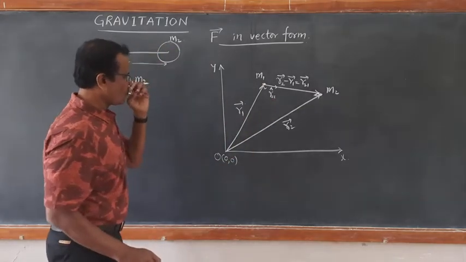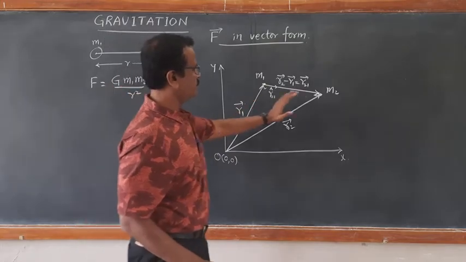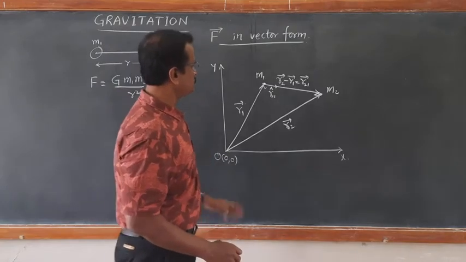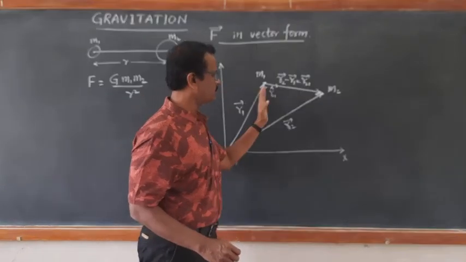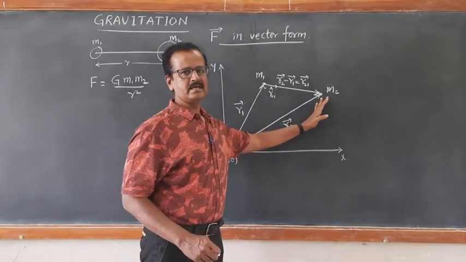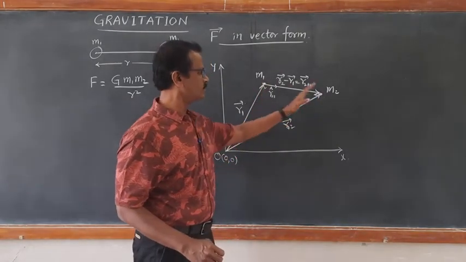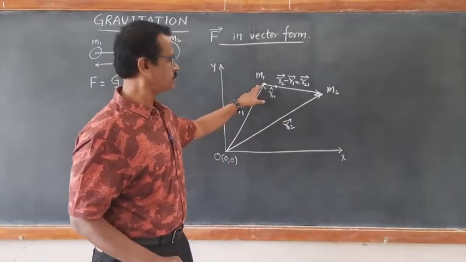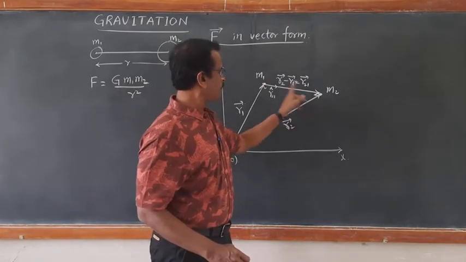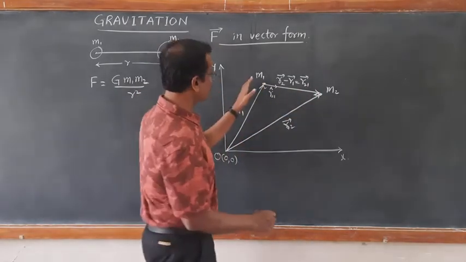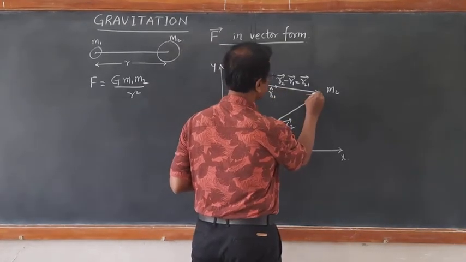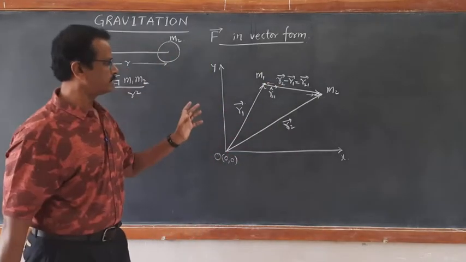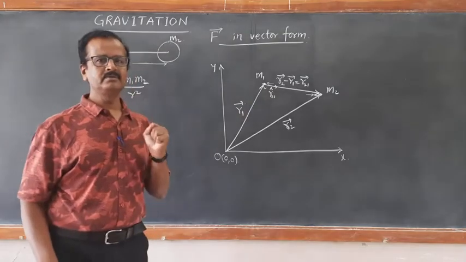Okay, so here we can write the force of gravitation between these two point masses. Now the point mass m1 pulls the point mass m2 towards its center. As I told you, it is a center to center force. Similarly, m2 pulls m1 towards its center, like this, and m1 pulls m2 towards its center.